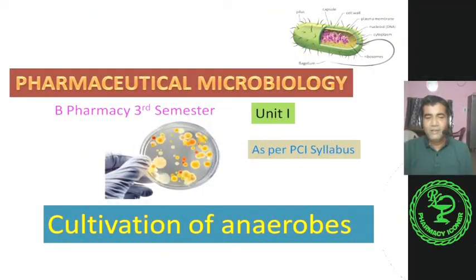Greetings everyone. Today we will discuss cultivation of anaerobes. We will discuss it as per PCI syllabus. This is unit 1 of pharmaceutical microbiology, B Pharm, third semester.